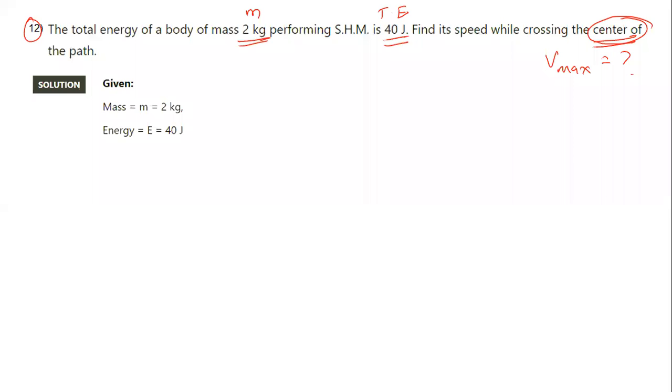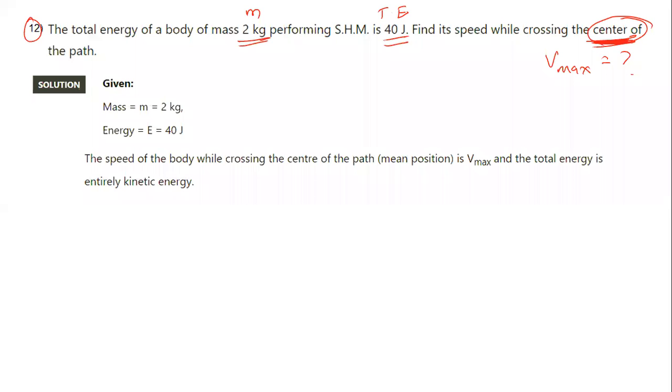Let me write the given here. Mass and total energy is given. Now we can use a formula of total energy, 1 by 2 m omega square a square, or we can use directly here formula. So at the center, the body having only a kinetic energy. Means at mean position, the total energy is equal to kinetic energy. So we can use the formula of kinetic energy.